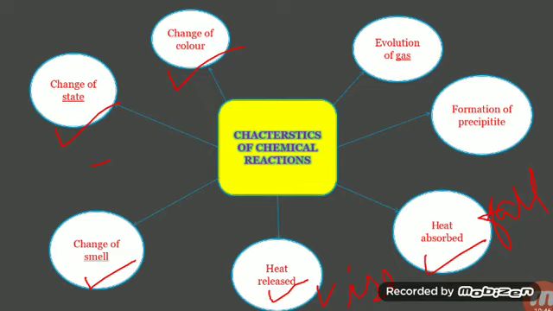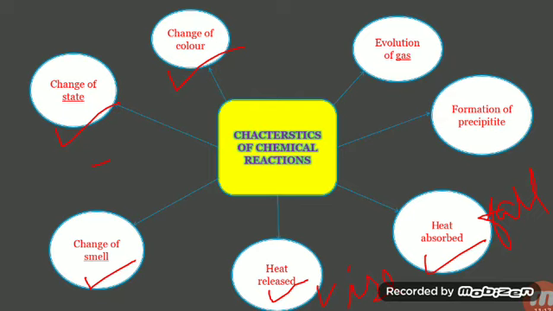Now, formation of precipitate. There are also chemical reactions in which formation of precipitate takes place. For an example, silver nitrate plus sodium chloride becomes silver chloride, that is a white precipitate, and sodium nitrate. Normally the precipitate is white in color, but sometimes it could also be a different color like yellow.